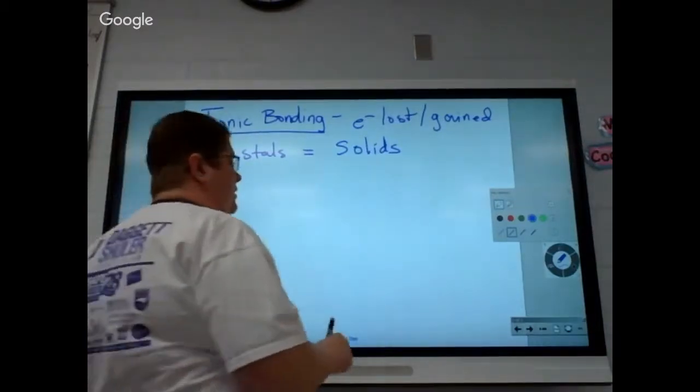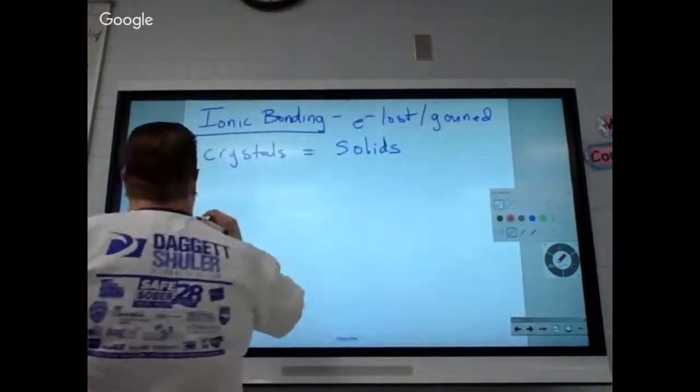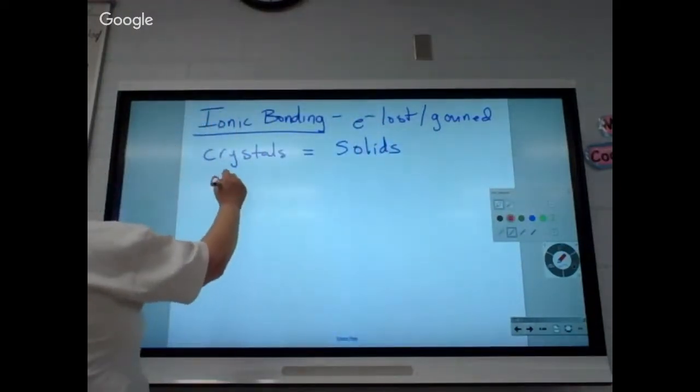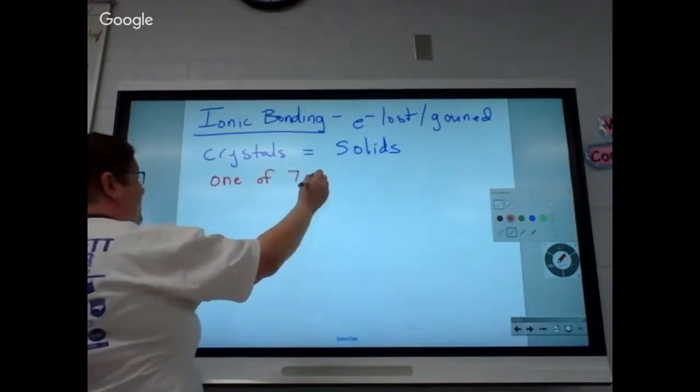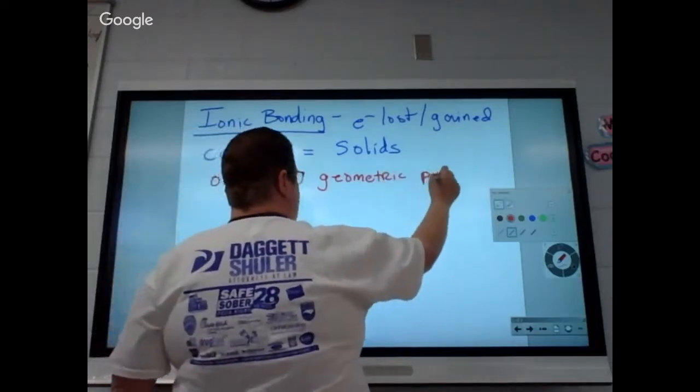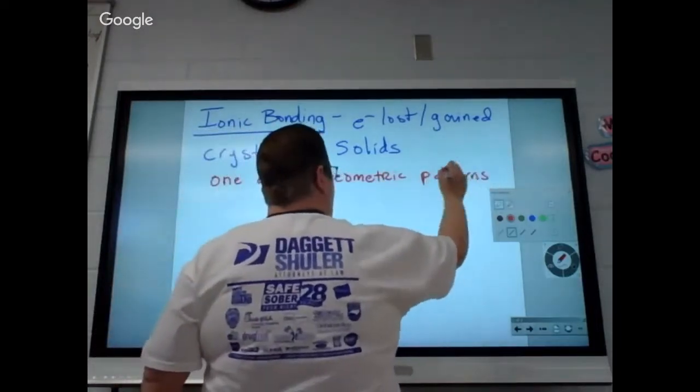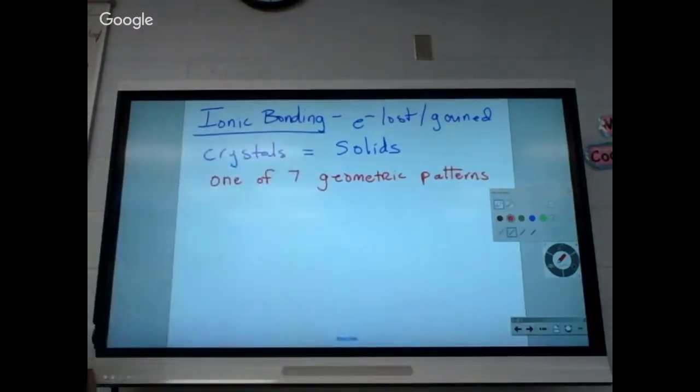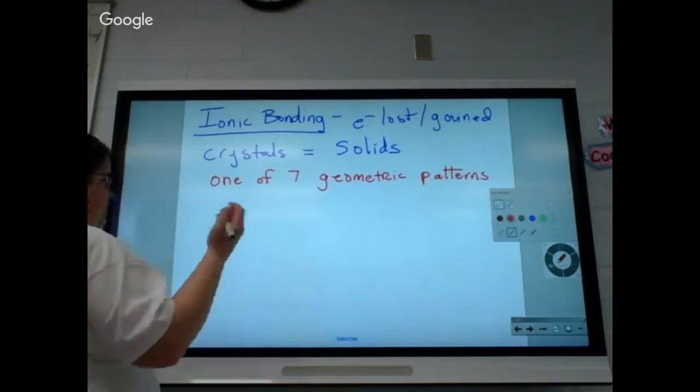Now, ionic compounds are going to have one of 7 geometric patterns. When we talk about solids and liquids and gases, after we do the gas laws, which is next, I will come back and talk about those 7 geometric patterns in more detail. I'm not going to spend a lot of time with that today because I don't want to burn a lot of time with it. But I'll come back and talk about the 7 geometric patterns that all ionic compounds have. For today, I'm going to talk about one.